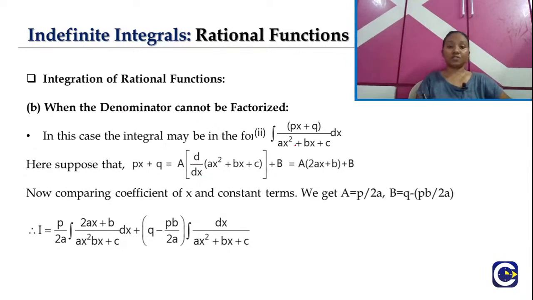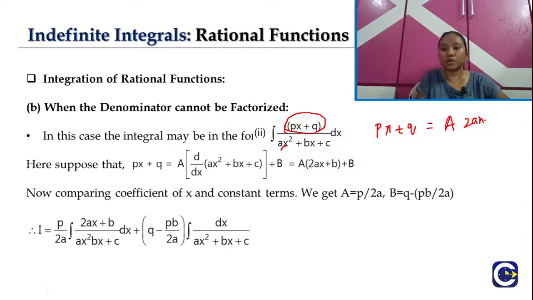So if you observe, we have a numerator as px plus q and the denominator as ax square plus bx plus c. So the first thing I am going to do here is equate and express my px plus q as capital A into the differentiation of my denominator, plus a constant capital B. Differentiation of the denominator will become 2ax plus b. That means my px plus q will be equal to capital A into (2ax plus b) plus capital B.